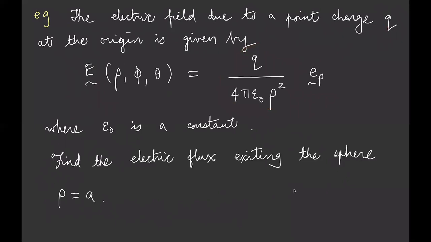So what are you asked to do here? You're asked to find the electric flux exiting the sphere rho equals a. Exiting means going out, of course, across the sphere. Rho is equal to a, so rho is the distance to the origin. So this is a set of points which have a distance a to the origin, the sphere of radius a.